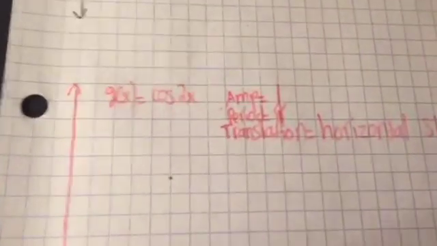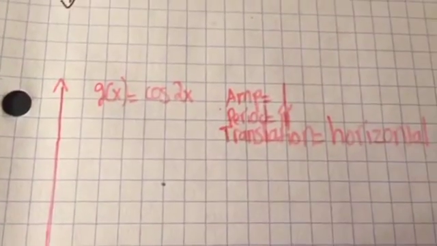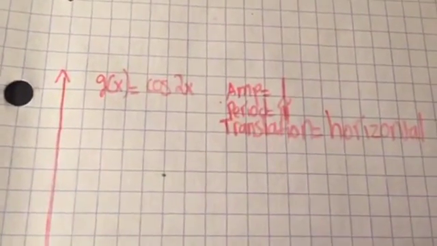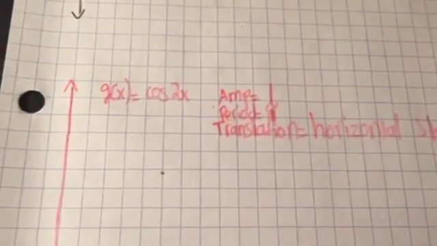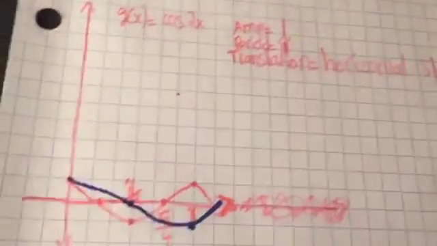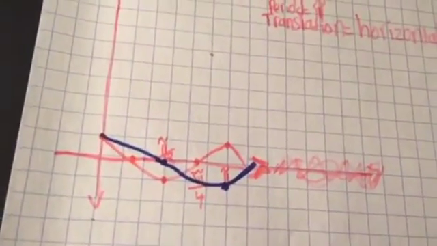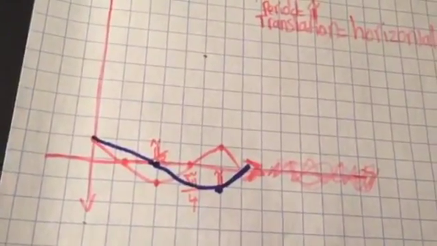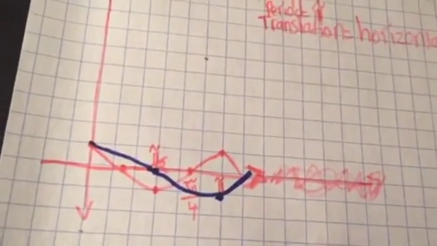So, the function is g of x equals the cosine of 2x. The amplitude would equal 1 since there's nothing in front of the cosine. Period would be pi since the graph ends at pi. And the translation we'll get to later after the graphing. So here's the pink line. The pink line is the original amplitude. Now we want to focus on the blue line.